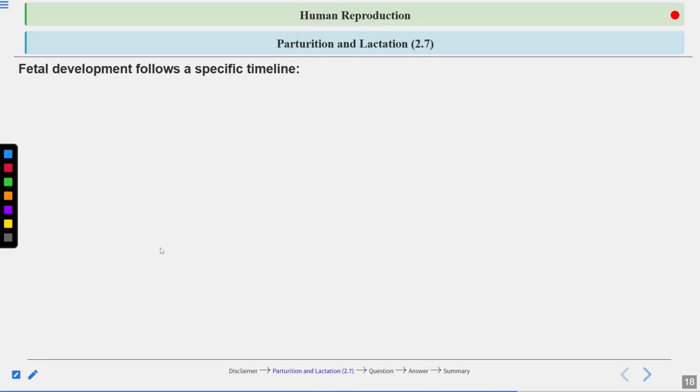Okay, now let's quickly discuss the fetal development. Okay, so fetal development follows a specific timeline. Okay, now first is the early stage, 0 to 2 weeks. So what is happening in the 0 to 2 weeks? So blastocyst formation occurs. After the fertilization, the zygote is formed. From the zygote, the morula is formed. From the morula, the blastocyst is formed. Okay, so this is after fertilization, when the zygote is formed.